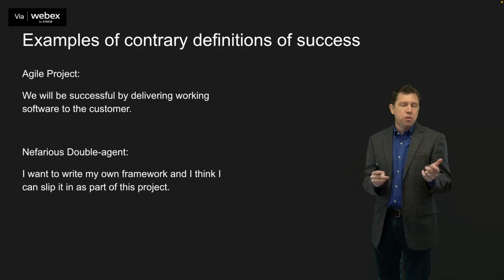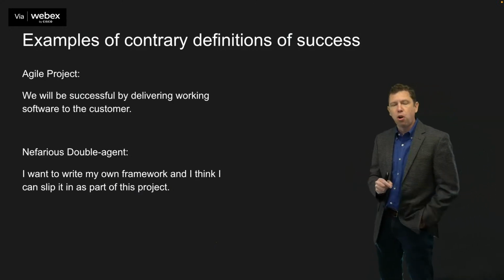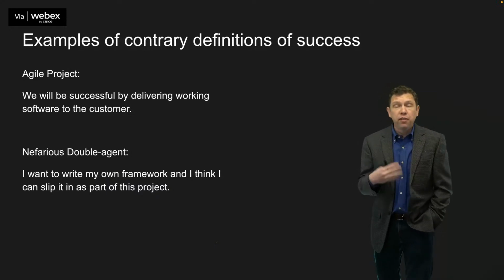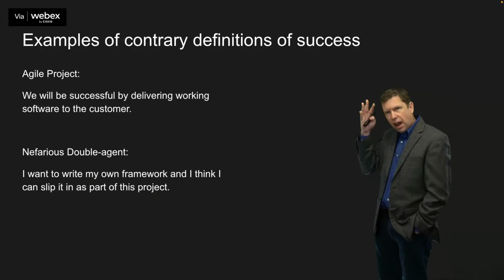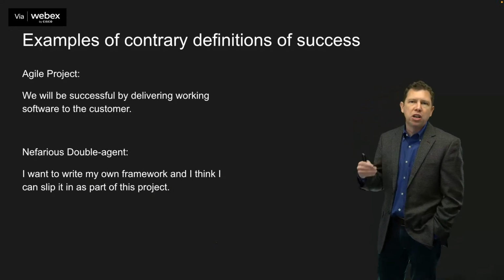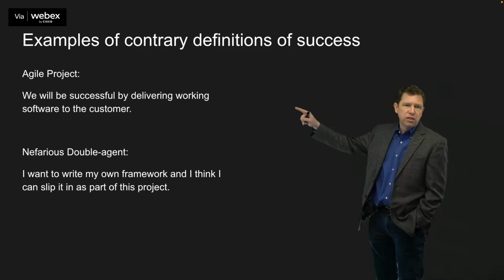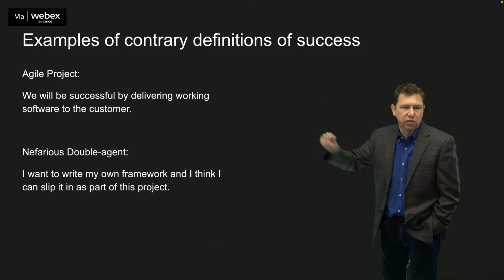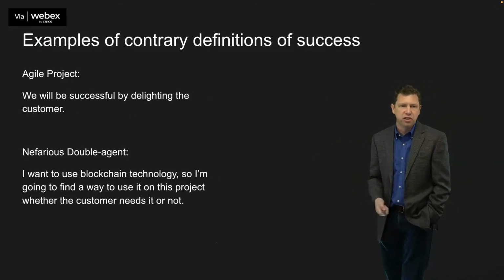A nefarious double agent, though, might have a goal of saying, I want to write my own framework, and I think I can slip it in as part of this project. So this is a very common thing, and it's easy to do. As an engineer, as a developer, there are ideas I have in my mind, and it's very easy for me to look for a project where I could implement those things, whether it's in conflict with the idea of successfully delivering working software to the customer. So that's an example of a contrary definition of success.